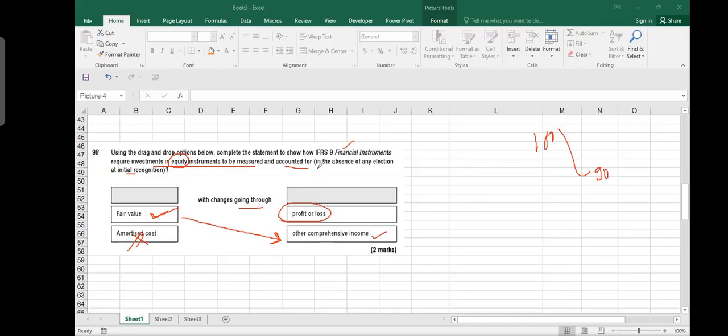But in this question, they say, in the absence of any such election, meaning you don't make a choice. So if you do not make a choice, then by default, equity instruments are shown at profit and loss. Equity instruments mean ordinary shares in other companies. They go at fair value in the balance sheet, and any changes, like if $10 is the change, this $10 will be shown in your P&L. So that's a pretty conceptual thing. It's simple.